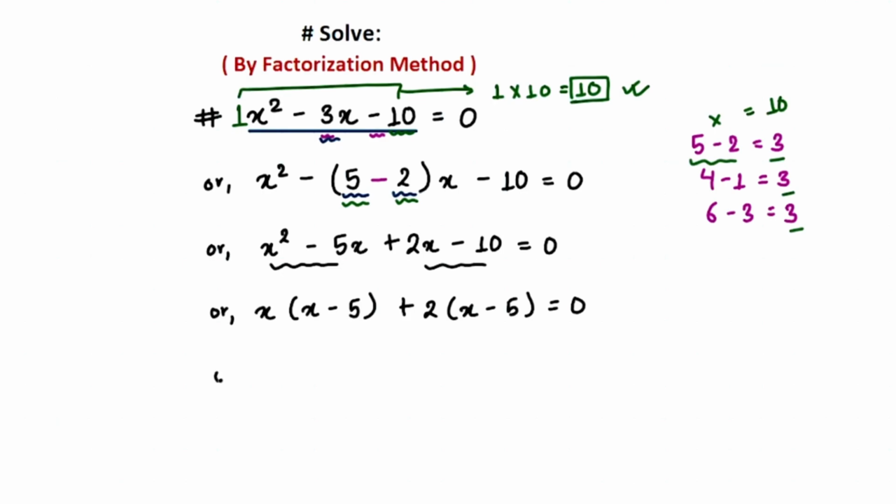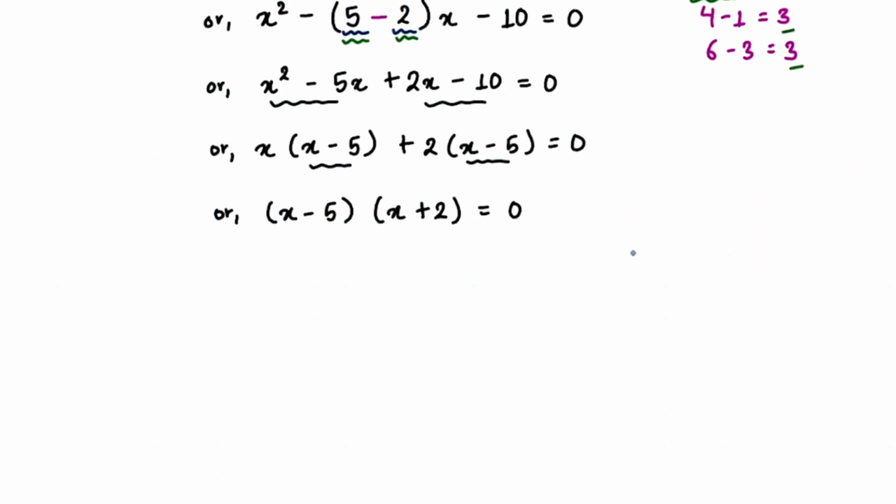So let's continue. Now we have x minus 5 over here as well as here. So we can take x minus 5 as our common. And then we get our x plus 2 remaining here, equals 0. And now that we have factorized our left-hand side, we can easily find the value of x.